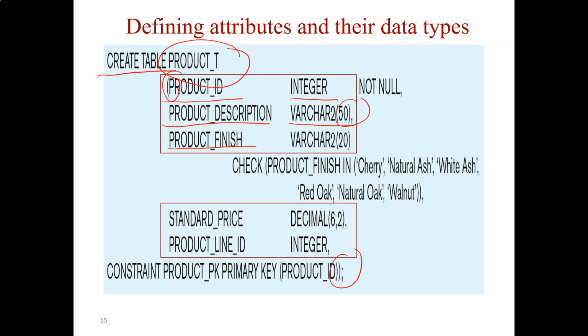The standard price attribute is a decimal field that comes with precision and scale. The number is 6 digits long with 2 decimal places. Finally, the product line ID is an integer field. There should not be any space in the attribute names. It is customary to connect the words using an underscore for attribute names. Each attribute is then separated by a comma.